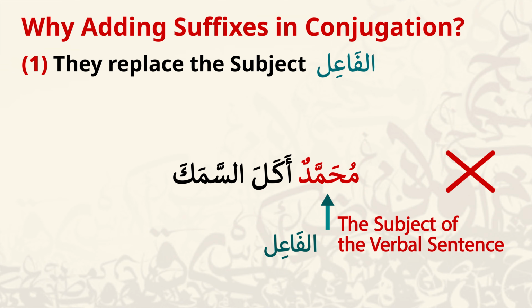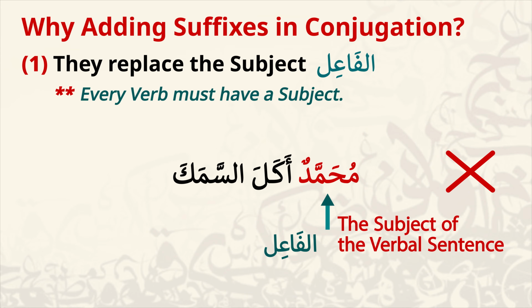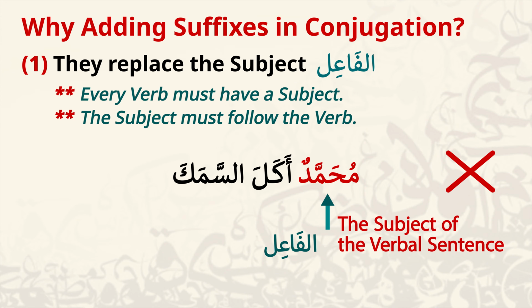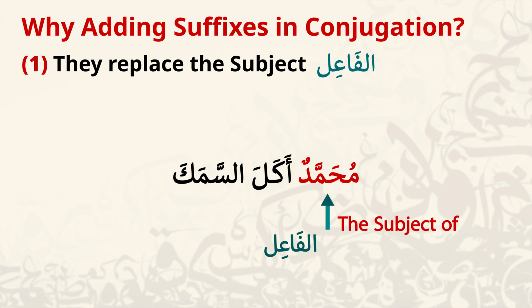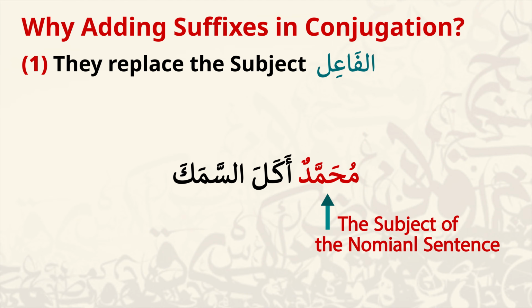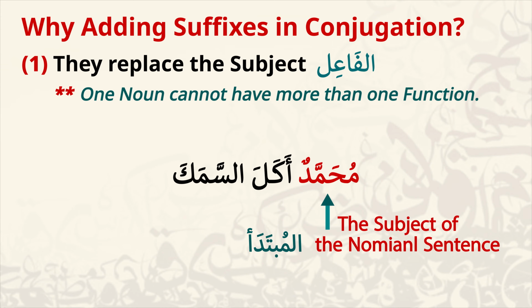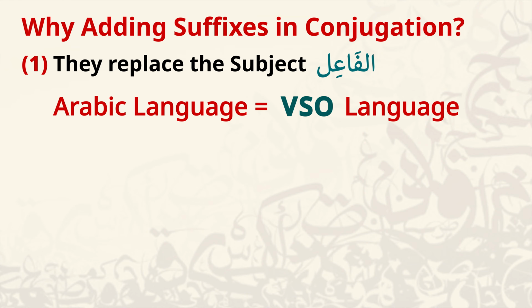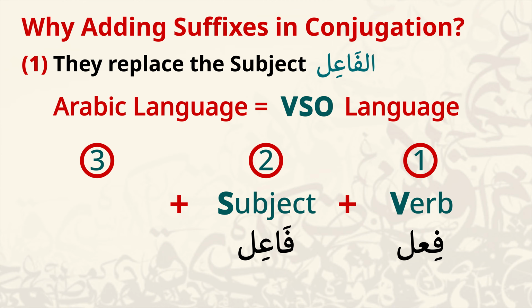Because as we studied previously, every verb must have a subject, and one important feature of the subject الفاعل is to follow the verb, as in to come literally after the verb, not before. And secondly, the noun Muhammad is the subject of the nominal sentence المبتدأ, so it cannot be مبتدأ and فاعل at the same time. Arabic language is so-called VSO language. V stands for verb, S for subject, and O for object.